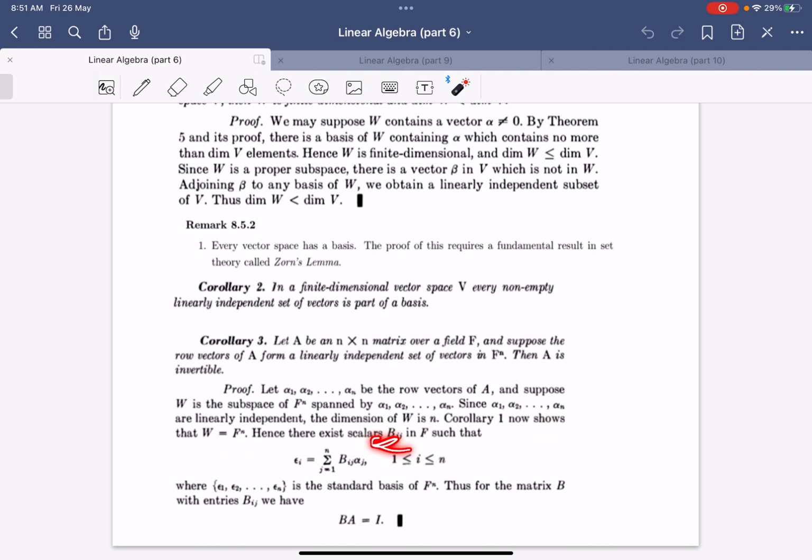And so there are some scalars, B_ij, such that the standard basis equals a linear combination of the alphas. And thus the matrix B with entries B_ij will satisfy the following equation, where BA equals I. And this shows that A must be invertible, because B is the inverse.